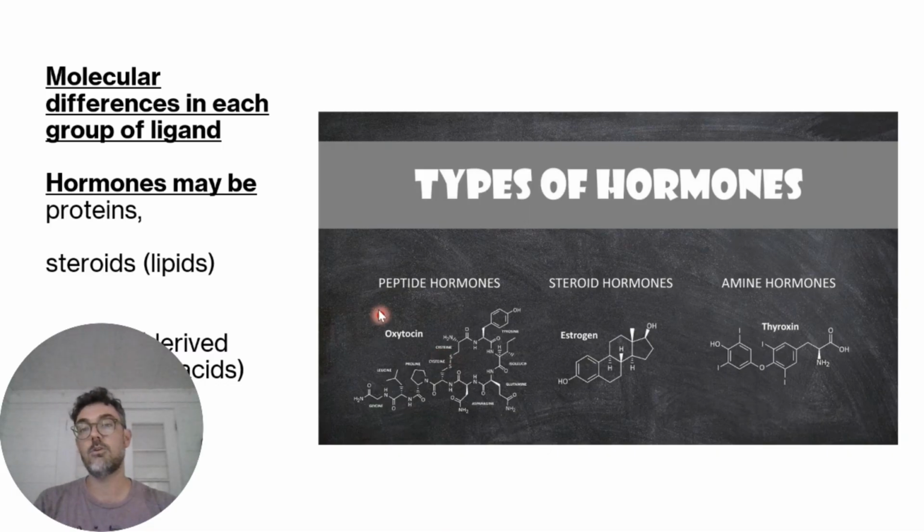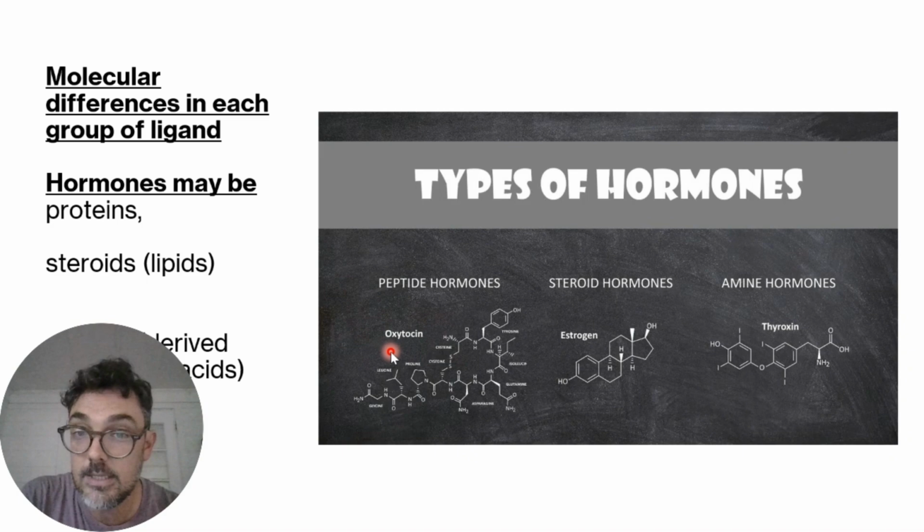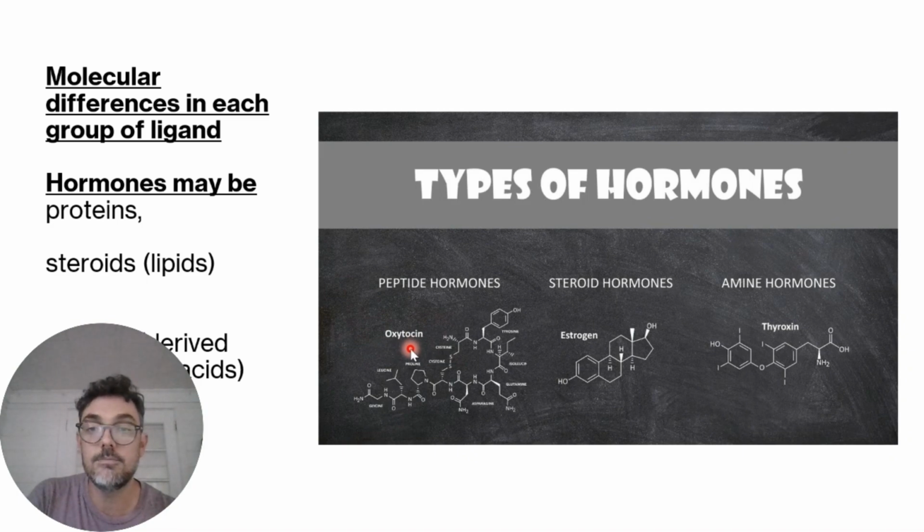So peptide hormones such as oxytocin. This is the birth hormone, remember? This increases uterine contraction to push the baby out. All right, oxytocin, peptide hormones. Next, steroid hormones. These are hydrophobic lipids.